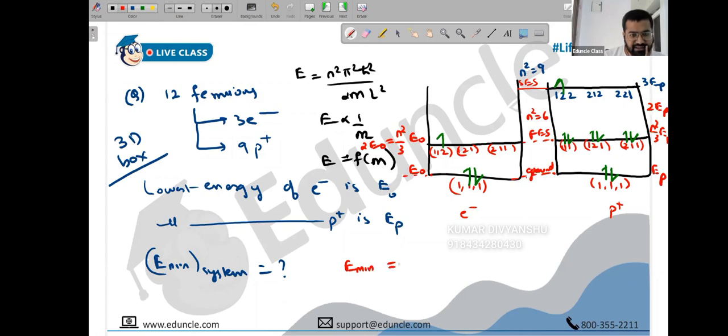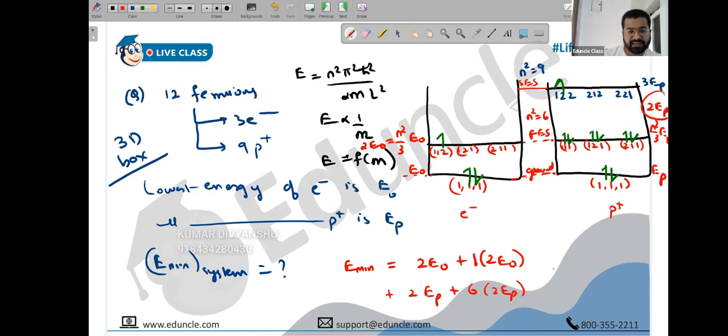The minimum energy of the system is: there are 2 electrons in ground state E naught. There is 1 electron in first excited state 2 E naught. Then there are 2 protons in ground state EP. There are 6 protons in first excited state 2 EP. And then there is 1 proton in the second excited state 3 EP. That's it. That's the answer. So our answer becomes 3 E naught plus 6 2s are 12, 15, 17, 17 EP. 3 E naught plus 17 EP.